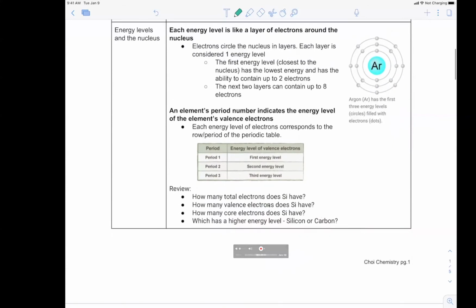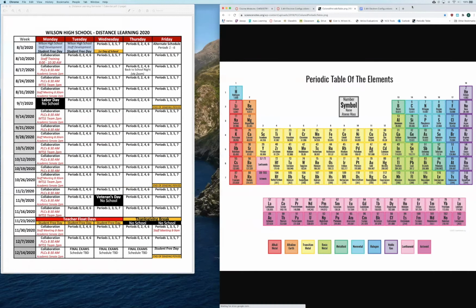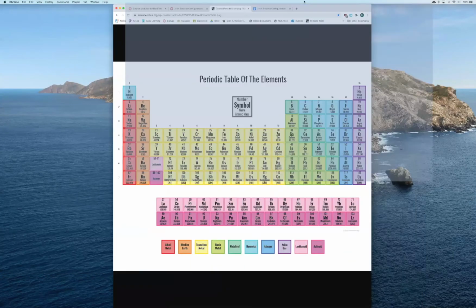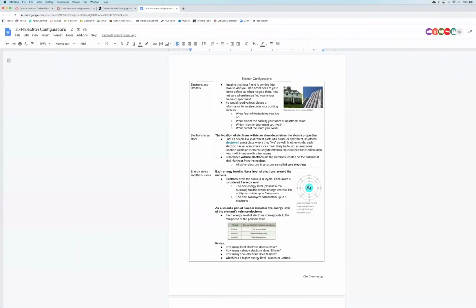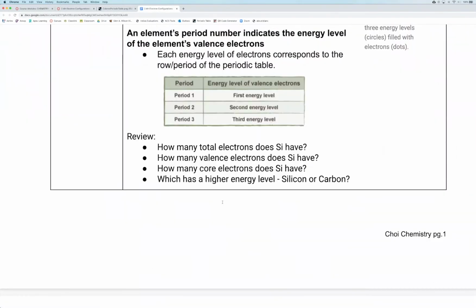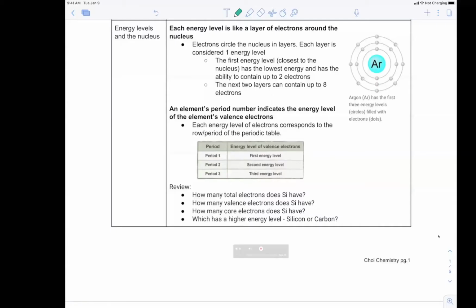Now, I'm going to have you look at the periodic table. Let me launch the poll and then I'll take attendance while you do that. So answer these questions that are right here. Okay, so this should have all been reviewed.